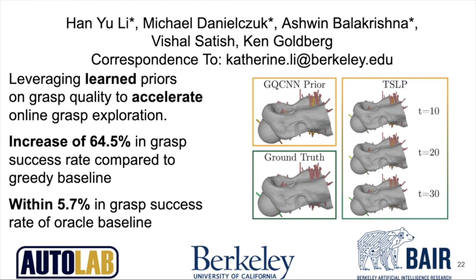Experiments suggest that across a dataset of 3,000 object poses, TSLP outperforms both a greedy baseline as well as a Thompson sampling baseline that uses a uniform prior and is able to leverage the GQCNN prior to significantly accelerate grasp exploration.